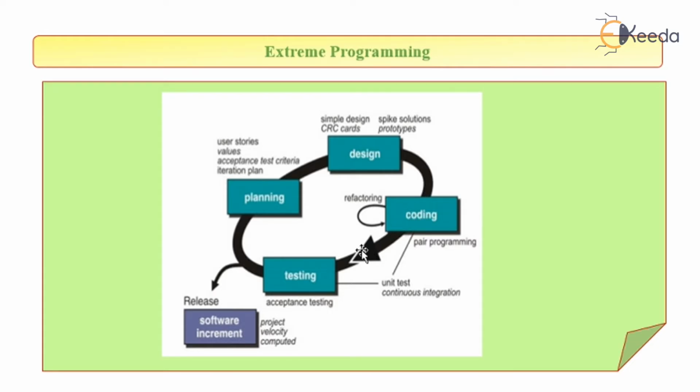This moves to the next phase, which is called the testing phase. The code is unit tested, then integration testing takes place, validation testing takes place. After that, there is the system testing. So once one increment is ready, it is released as the first increment to the user.